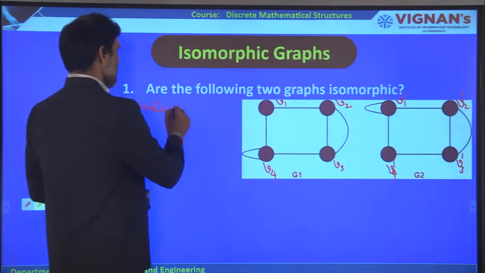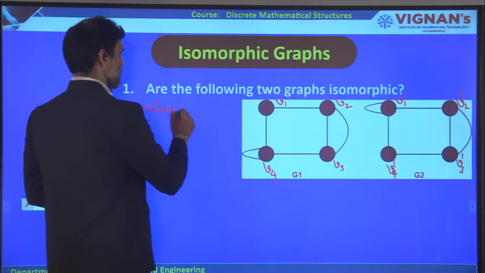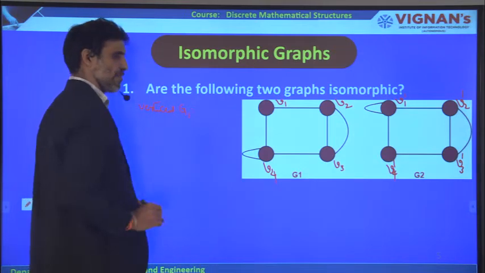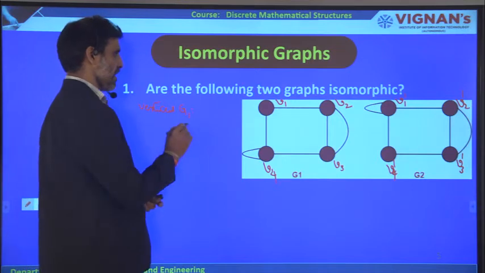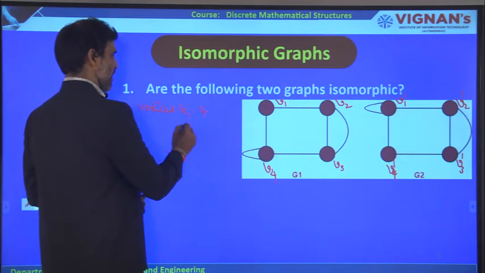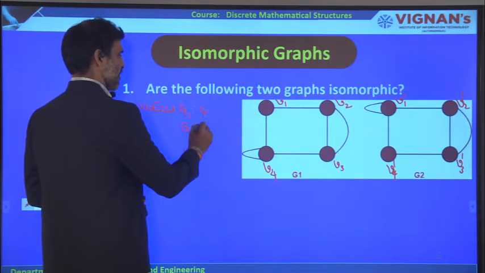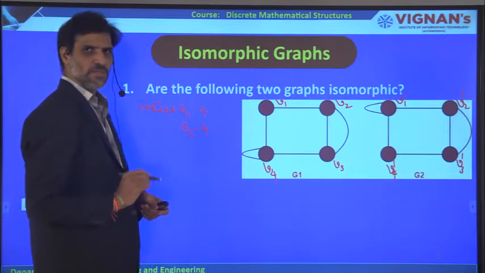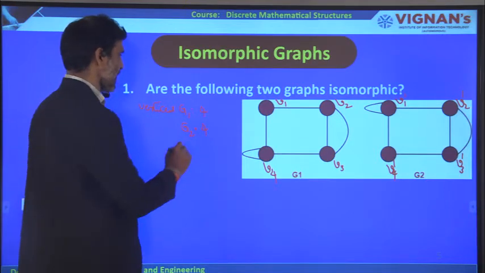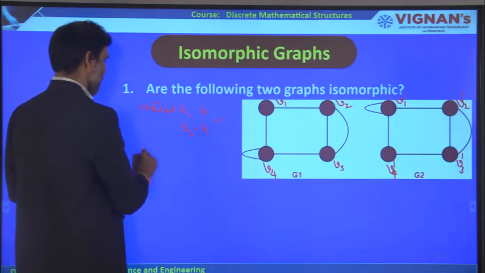For the first one, the number of vertices of graph G1: what is the number of vertices? 4. Similarly, for graph G2, it is 4. So the first necessary condition is satisfied. Now let us come to the case of edges.